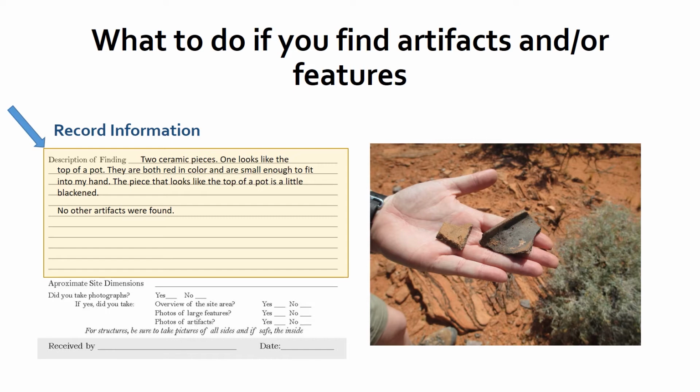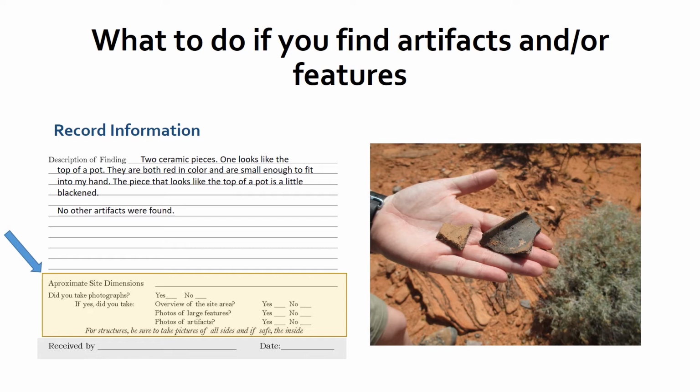You don't have to have the right terminology to describe your finding. It's just important that you do the best you can to describe what you found with the words that you have. Now, approximate site dimension, this is if somebody were to go back to the location, they'd know roughly how much area they should walk to look for the things that you found. So approximate site dimensions for this example is 3 feet by 3 feet, and do, if you can, take photographs. So this person took photographs, including that of an overview of the area, and then also of artifacts. And they didn't describe any large features, so there were no photos of that.